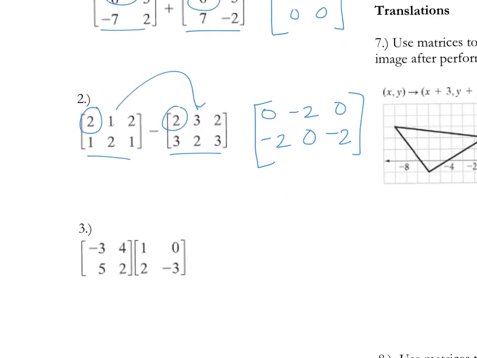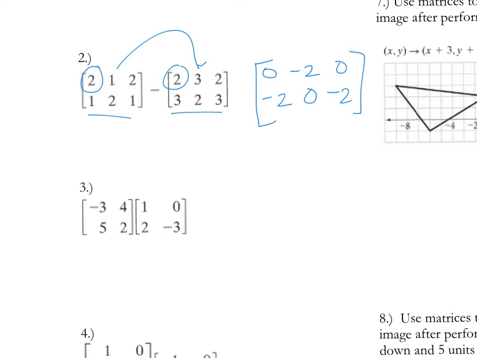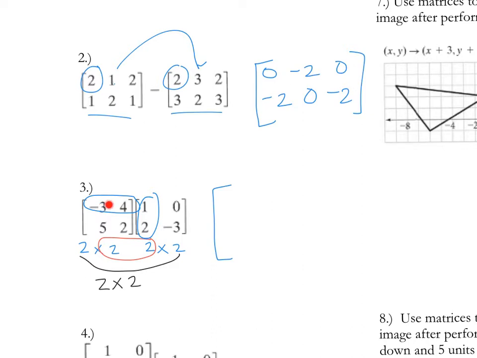And then down here, I can multiply these because this is a 2 by 2 matrix and this is a 2 by 2 matrix. The inside dimensions are the same, so the resultant is going to be a 2 by 2 matrix. So I'm going to multiply the first row times the first column. So it's going to be negative 3 times 1 plus 4 times 2. So negative 3 plus 8 is 5.